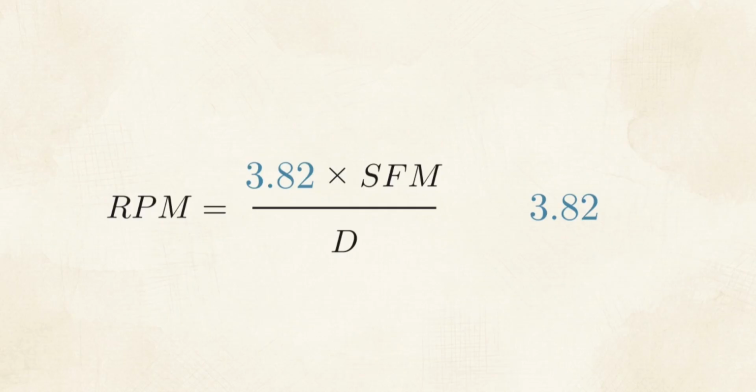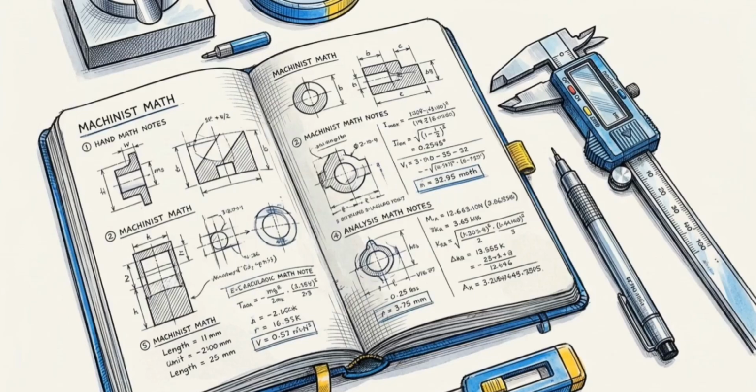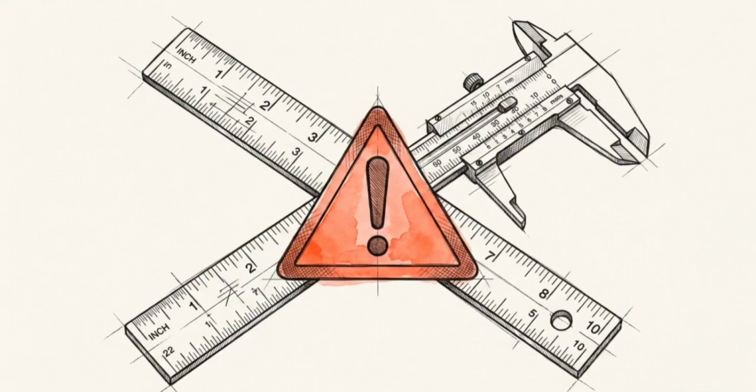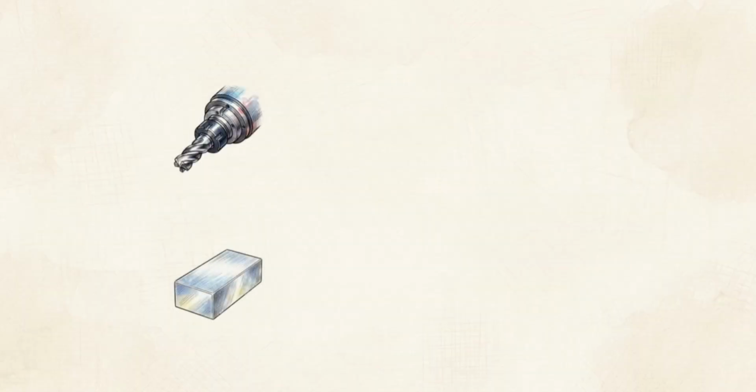If you operate in metric, the logic holds, but the math shifts. When working with surface meters per minute, or SMM, the constant changes to 318. Knowing where these constants come from keeps you grounded. If you understand the math, you avoid formula memorization errors, and you won't blindly plug metric tool diameters into an imperial formula. Let's run the numbers for a standard milling operation.